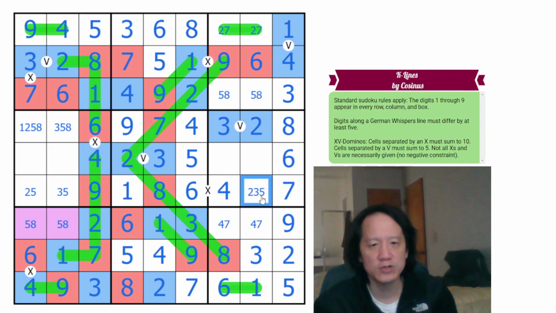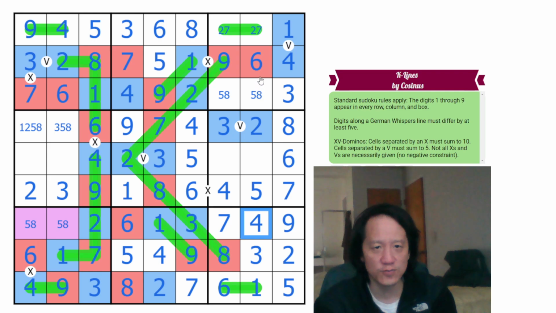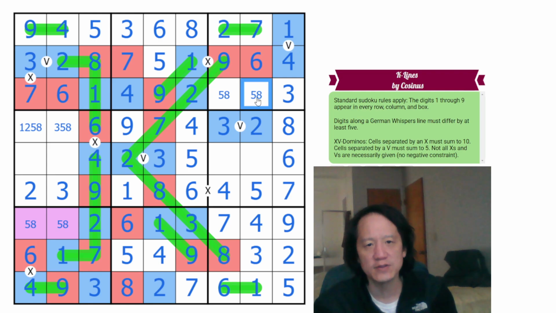These can't be 2 or 3, therefore this is 5, which forces this to be 3 and this to be 2. This can't be 4 anymore, so this must be 7. This can't be 7, so this is 4. This can't be 7, so this is the 2. This can't be 2, so this is 7. This can't be 5. And now we're just doing normal Sudoku.